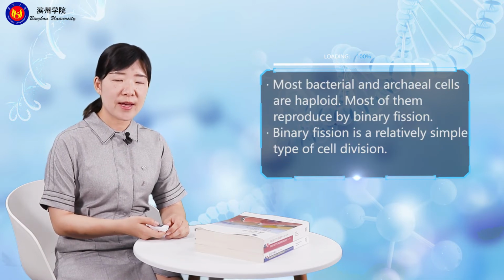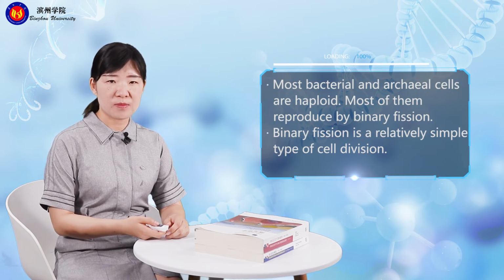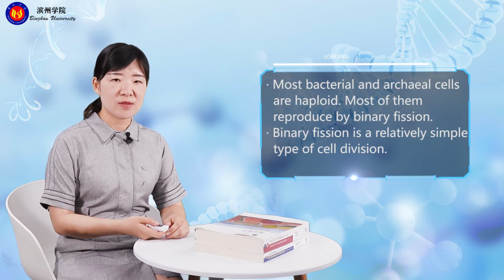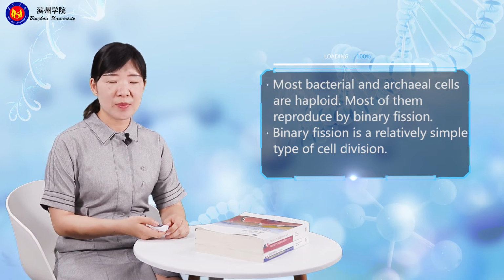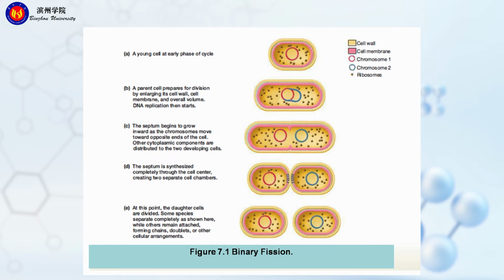Most bacterial and archaeal cells are haploid. Most of them reproduce by binary fission. Binary fission is a relatively simple type of cell division. See the picture. There is a young cell at an early phase.